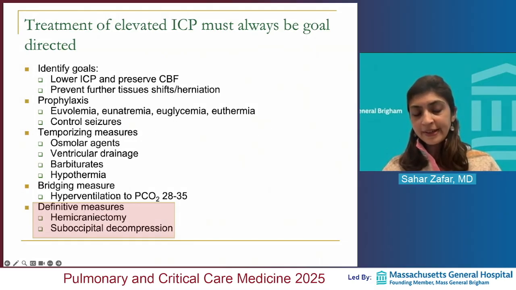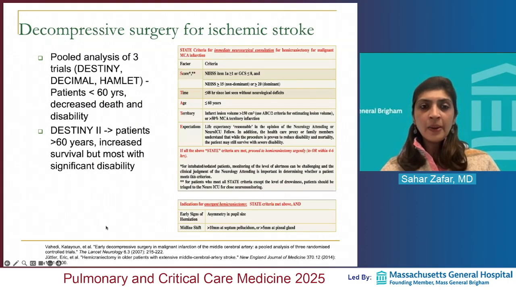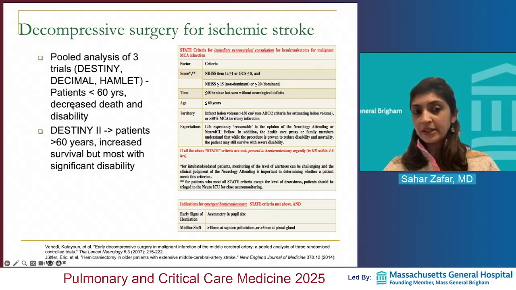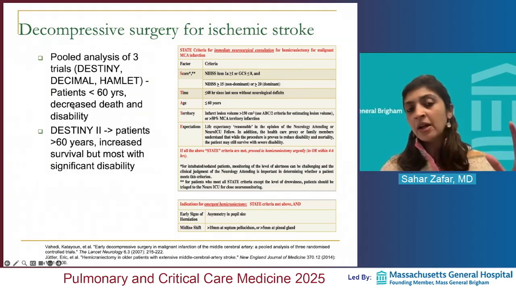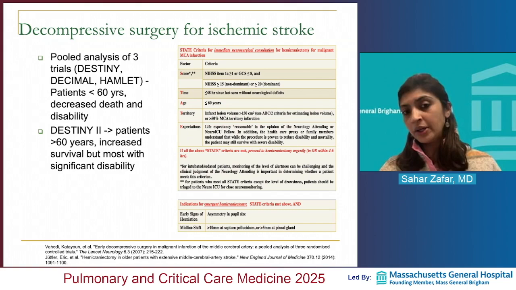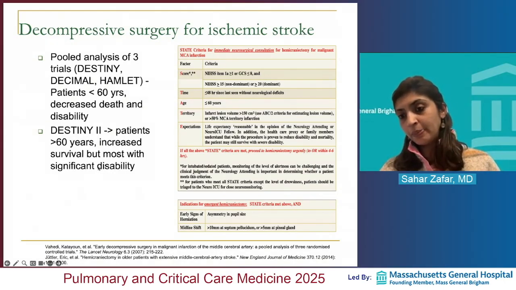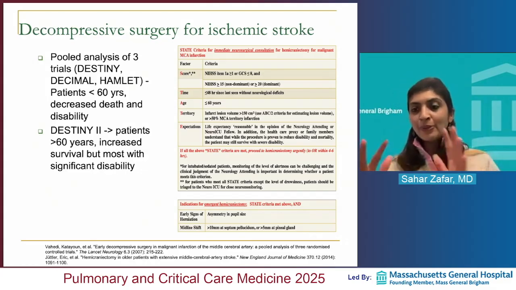You could consider hyperventilation, but here where there's clear mass effect and risk for herniation is when we want to think about, could this patient be eligible for a decompressive craniectomy? For patients with ischemic stroke, there were 3 trials that looked at patients less than 60 years old, and they found that early decompressive hemicraniectomy for large malignant strokes within 48 hours was associated with not just survival, but better functional outcomes. There was a subsequent trial that looked at older adults, which again found decompression was associated with survival, but not necessarily with improvement in disability. And so you have to keep the big picture in mind.